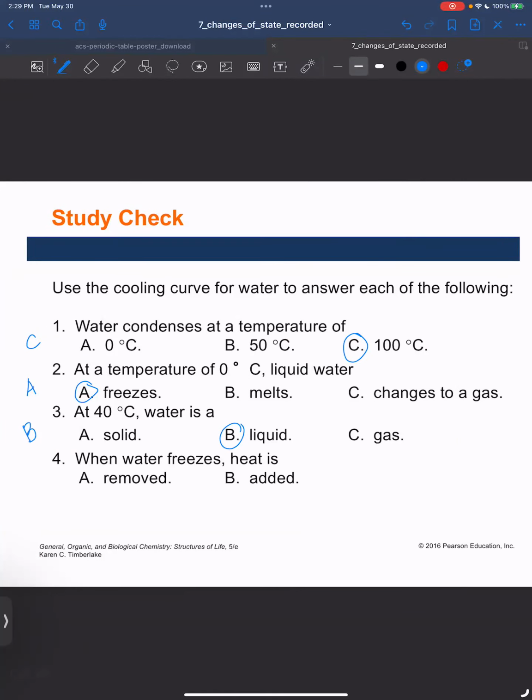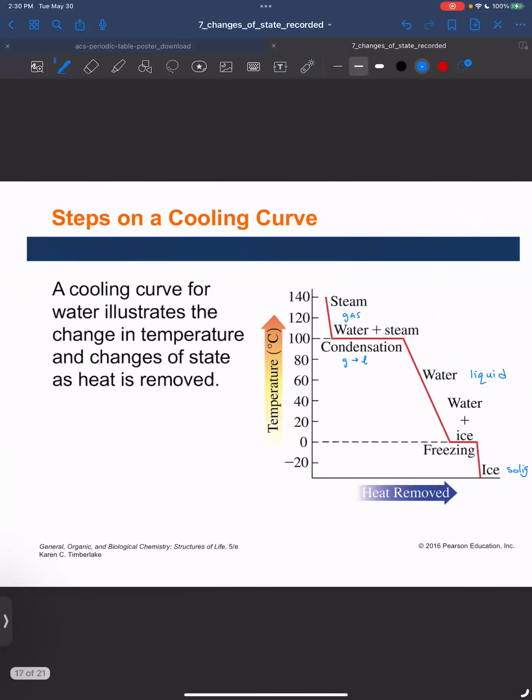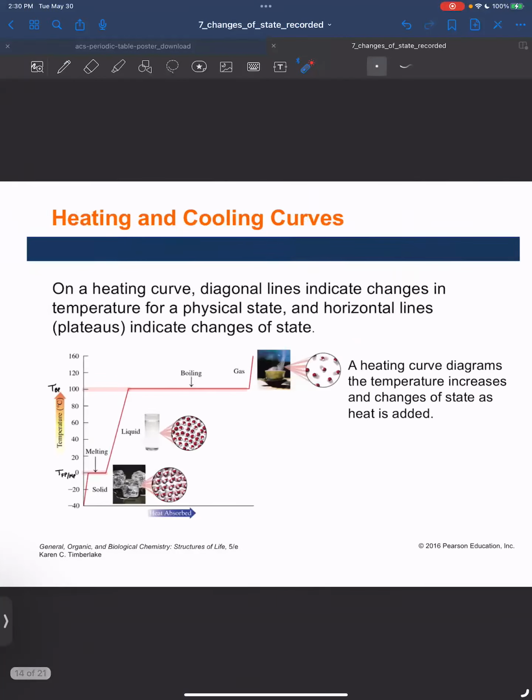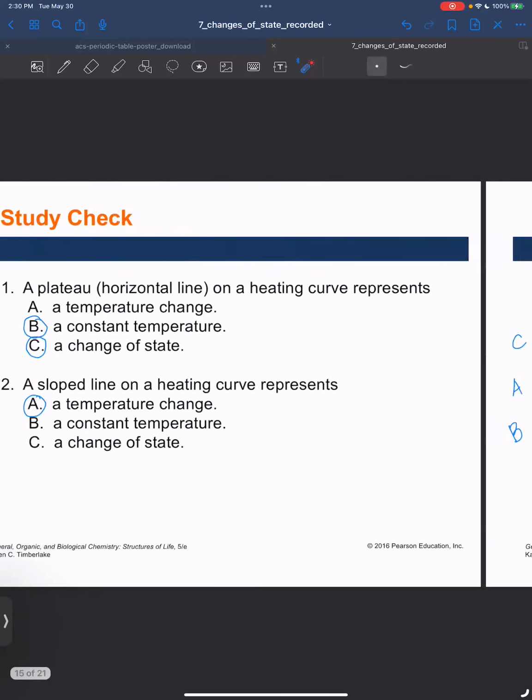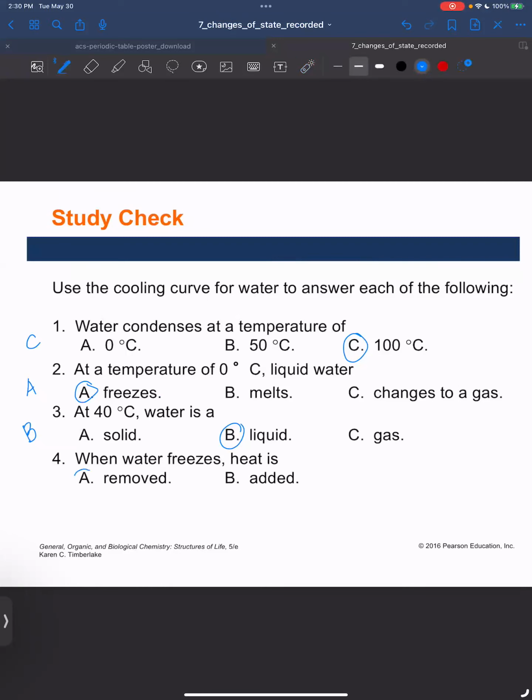When water freezes, heat is what? Is it added, absorbed, or is it removed or released? When water freezes, when it goes from a liquid to a solid, heat energy has to be removed. So for a cooling curve, heat is removed. For a heating curve, heat is added, or another word for that is absorbed. So they're the opposite of each other. So the answer for question 4 was A.